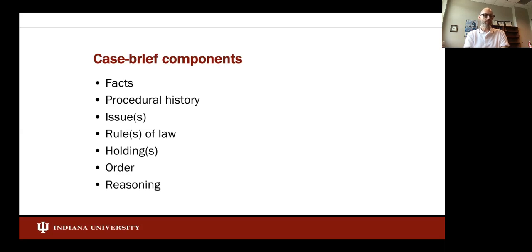And then we have the reasoning of the court in the opinion. And this is really important. Essentially, the reasoning is the court's explanation of why it held the way that it held with regard to the issues that were presented in the case. It's an extremely important part of your brief, not that any other part is unimportant, but the reasoning is really important because judges and lawyers want to know the reasons why a particular legal issue is resolved the way that it is. The reasoning is extremely important.